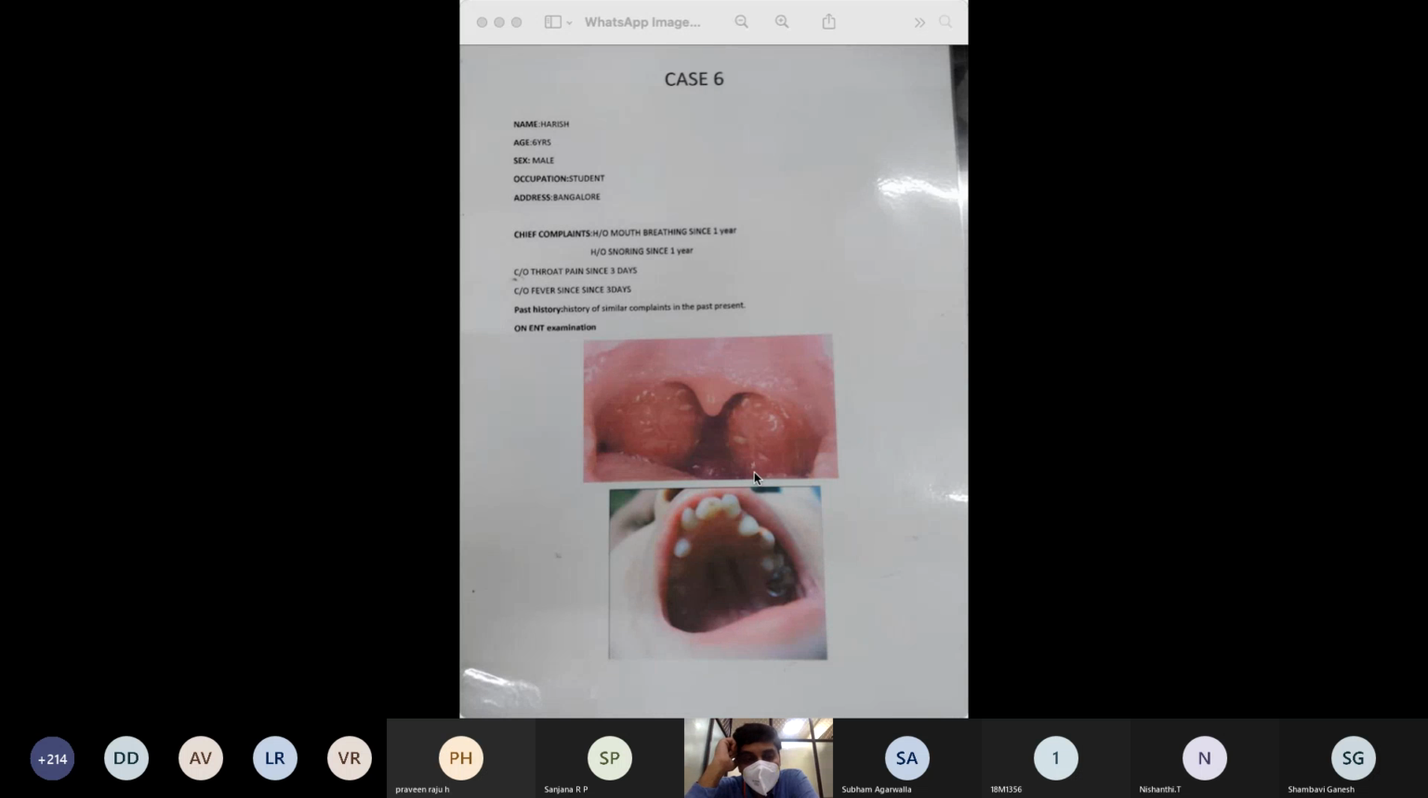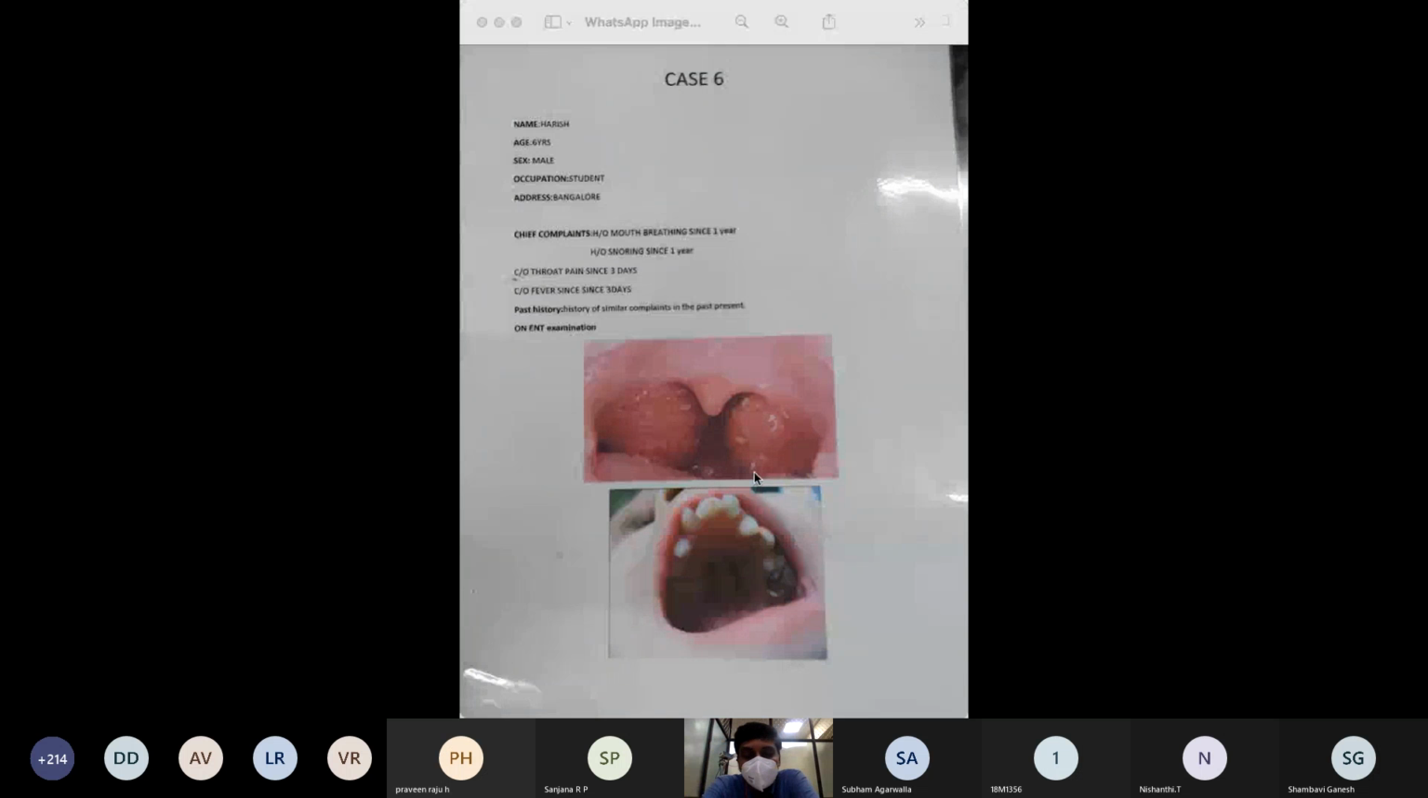After examining the oral cavity, you saw that there was a high arched palate and crowded teeth, which are shown in the picture, right? And there is an enlarged tonsil, grade 3 tonsillar hypertrophy. The tonsils are inflamed. On examination of the neck, possibly there will be a tender enlarged jugulodigastric lymph node. You also have to examine the nose. In this case, I would expect a reduced airflow because of adenoid facies, which is one of the findings in the picture, right?